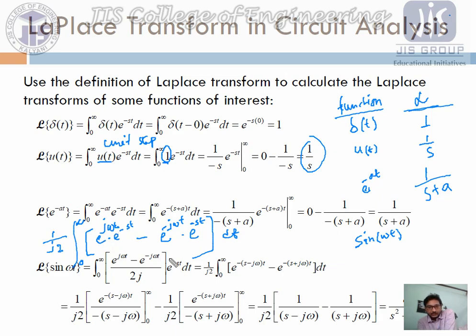So this is divided by twice j, as written here, and similarly minus e to the power minus j omega t minus st. No problem at all. Actually it is e to the power minus st plus j omega t. That is written such that e to the power minus st, e to the power plus j omega t, and here minus e to the power minus j omega t, e to the power minus st.